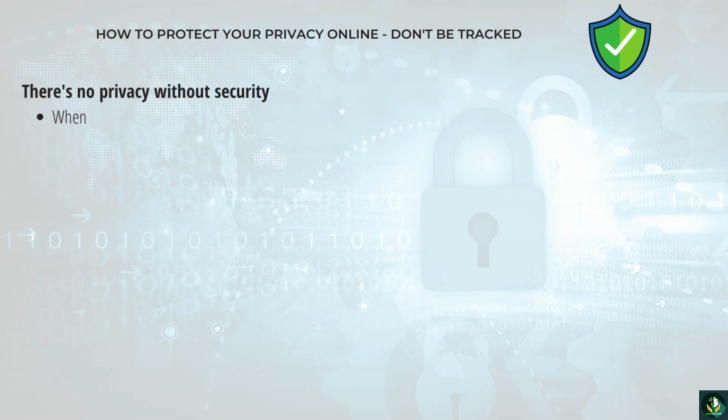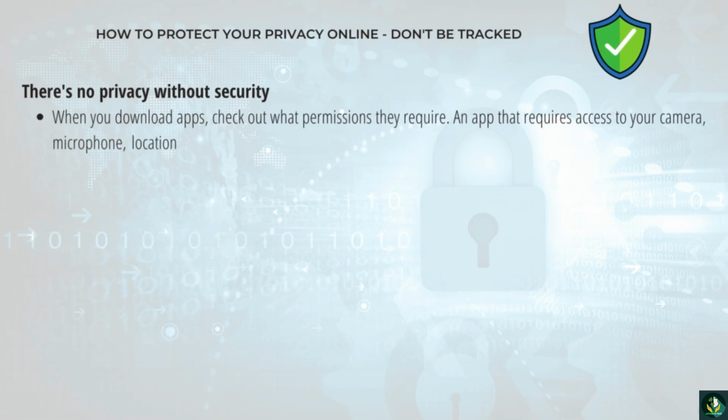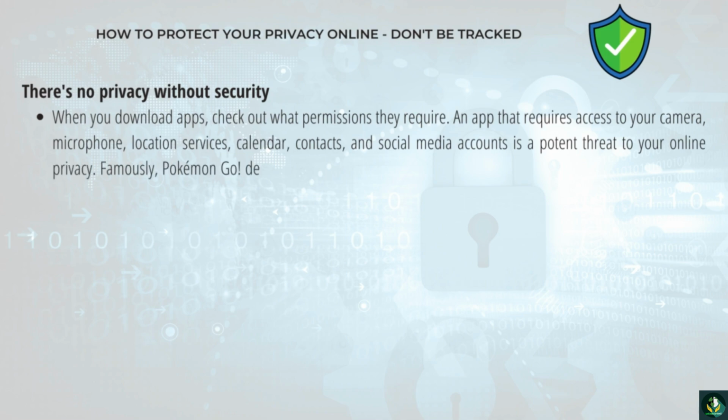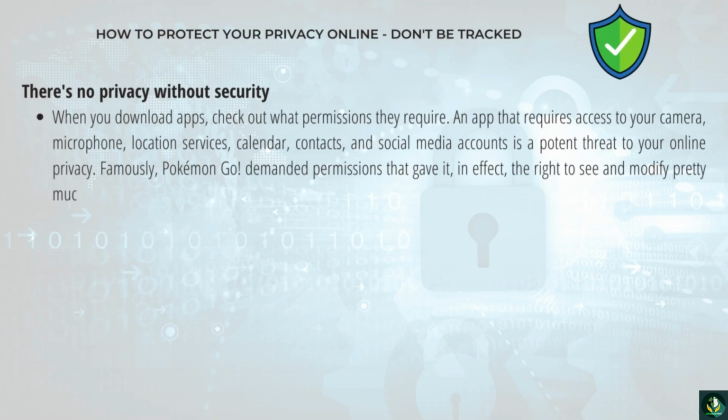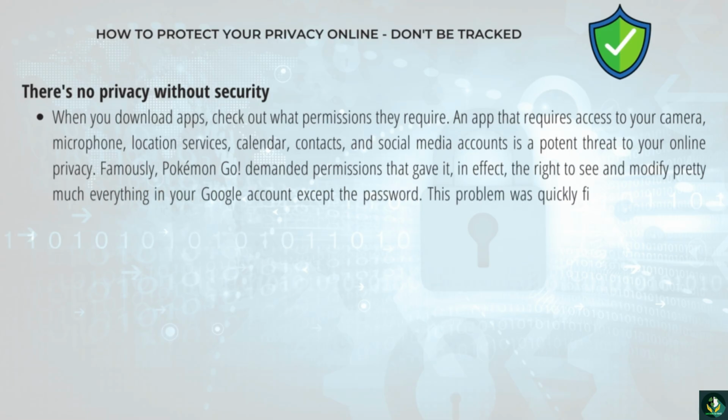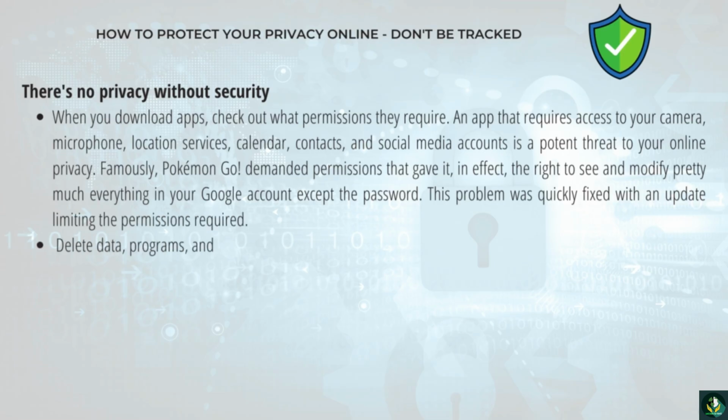When you download apps, check what permissions they require. An app that requires access to your camera, microphone, location services, calendar, contacts, and social media accounts is a potential threat to your online privacy. Famously, Pokemon Go demanded permissions that gave it, in effect, the right to see and modify pretty much everything in your Google account except the password. This problem was quickly fixed with an update limiting the permissions required.